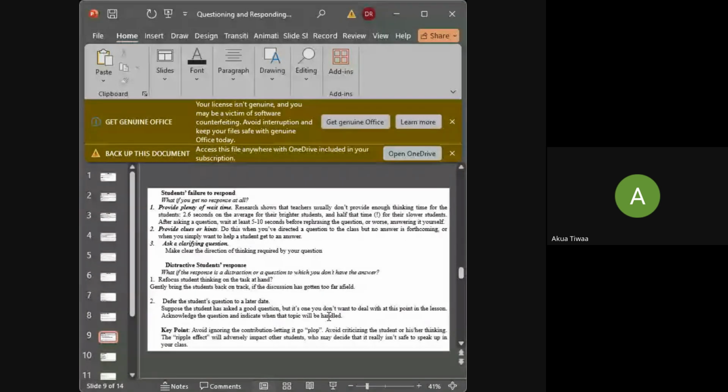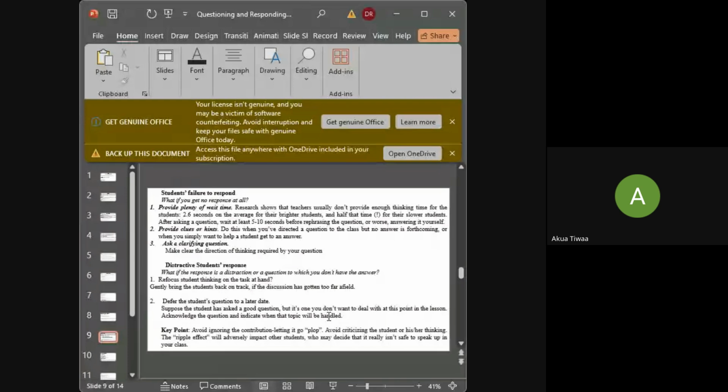So if a student has asked a question that is distracting, maybe you don't even have an answer to it, you can refocus the student's thinking on the task, or the class can look at it. If there is no answer coming, you can defer the question to a later date.